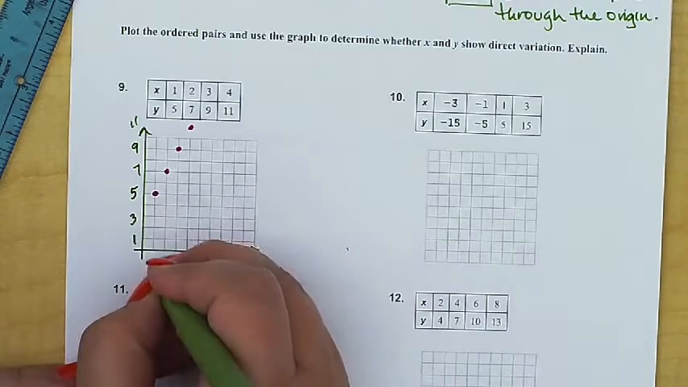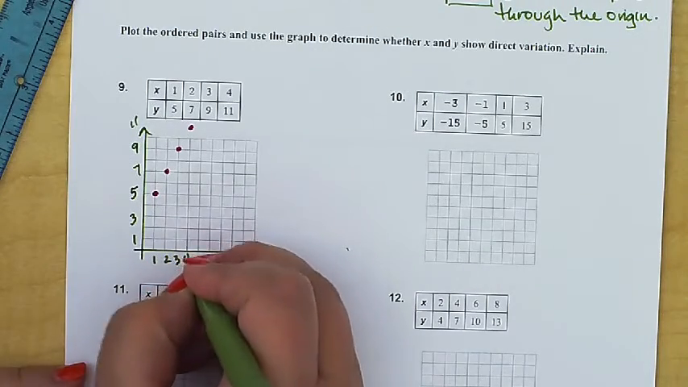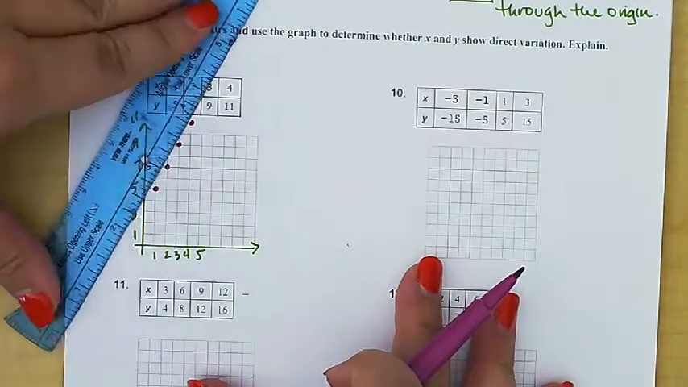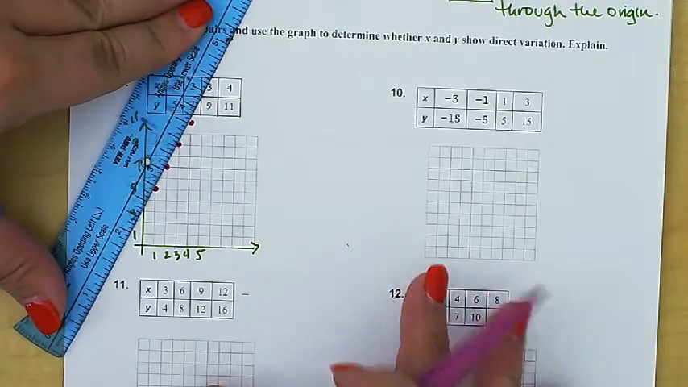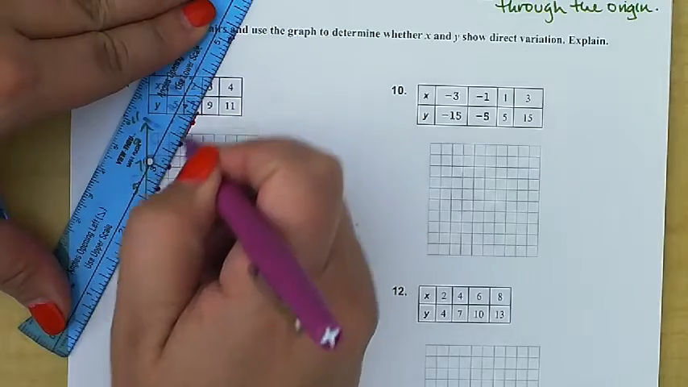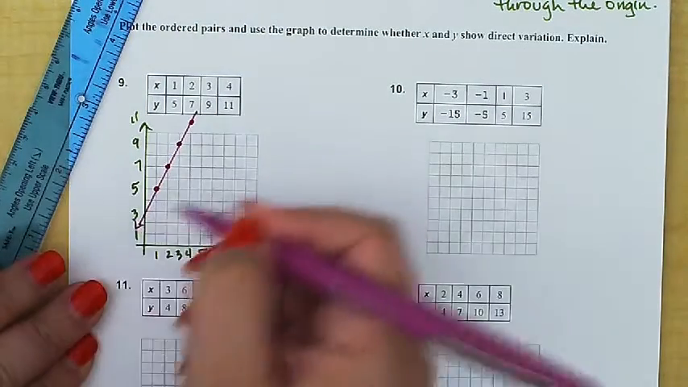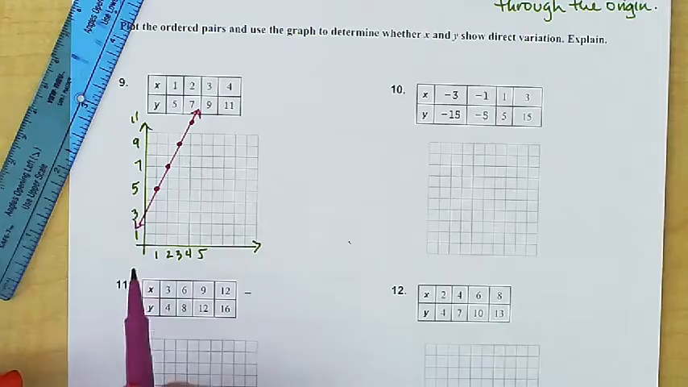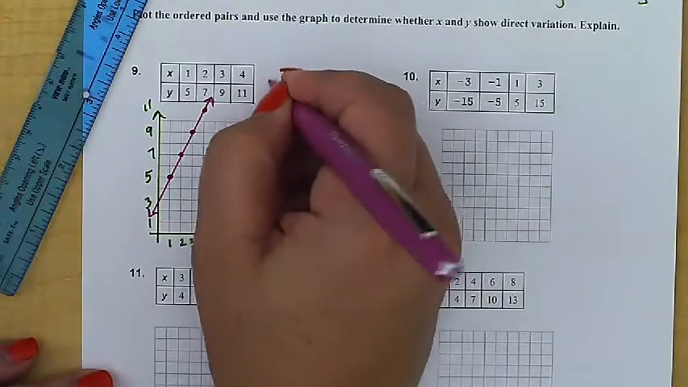3, 1, 1, 2, 3, 4, 5. Okay, so there's our point. So the question is, if we were to connect these so we can use a pattern to get some information about where this actually intercepts the y-axis, we'll see very quickly that this graph does not intercept at the origin. And so this is a no.